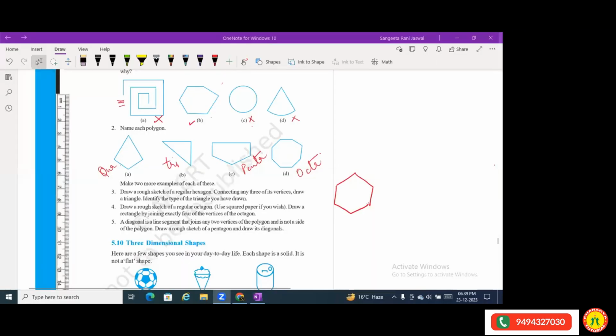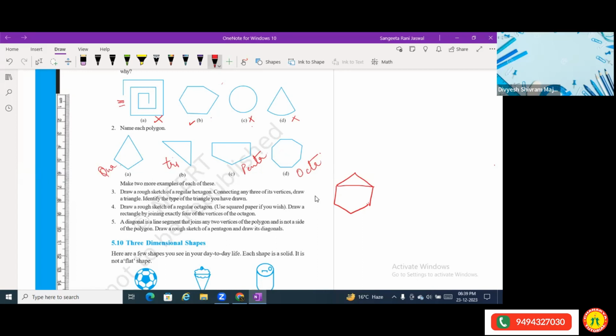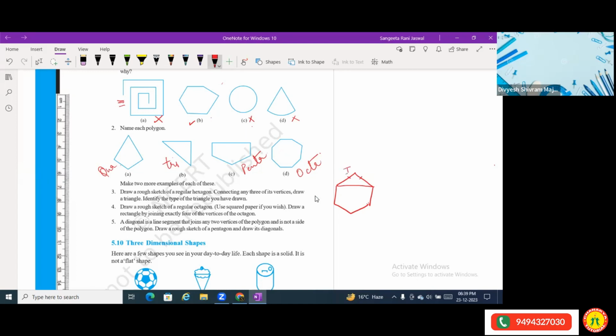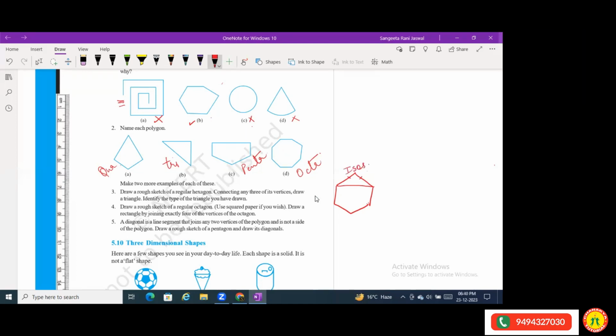Now see, this is a regular hexagon. I am connecting three vertices. One vertex is here, two and three. Now see, when I connect these three vertices, what kind of triangle am I getting here? Ma'am, isosceles triangle. Yes. I am getting isosceles triangle because I am getting two equal sides and one more side. Ma'am, I think it could also be acute angle. You can call it acute also. So I am getting this acute isosceles triangle.